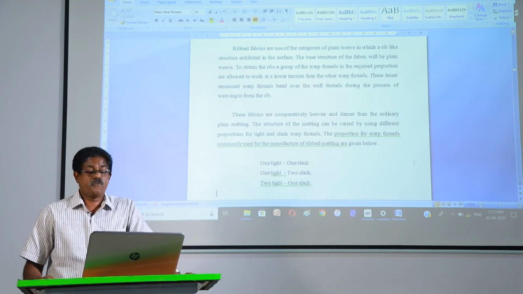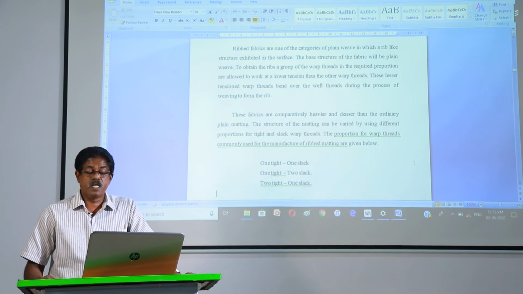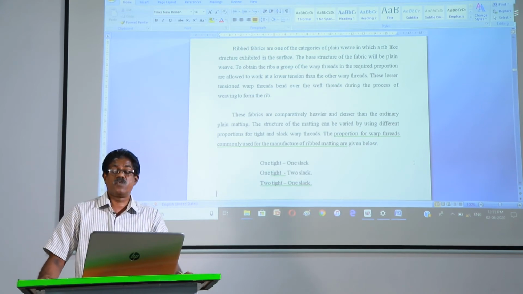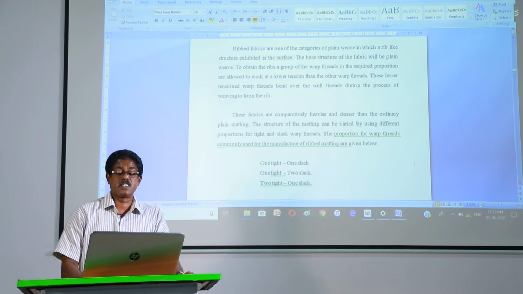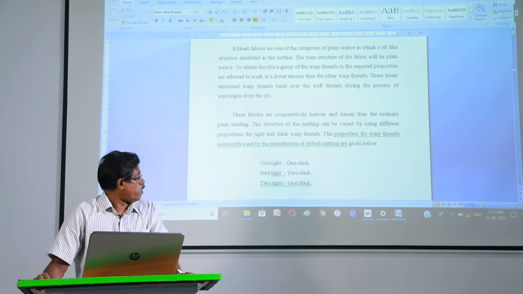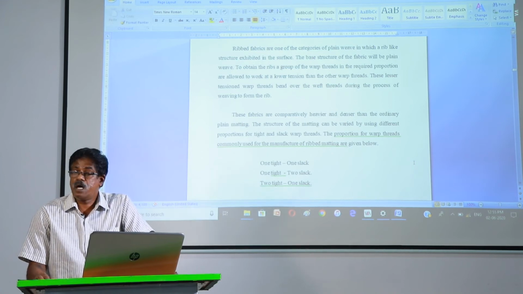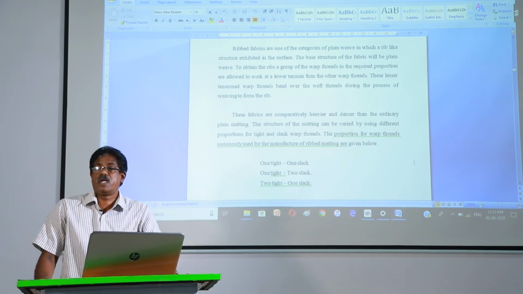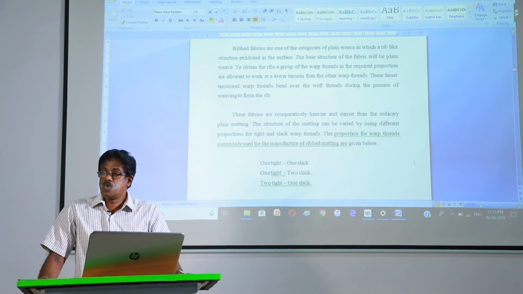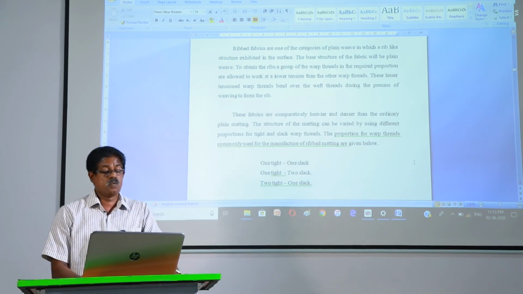The structure of the matting can be varied by using different proportions of tight and slack warp threads. The proportions of warp threads commonly used for the manufacture of ribbed matting are given below: 1 tight, 1 slack; 1 tight, 2 slack; and 2 tight, 1 slack.